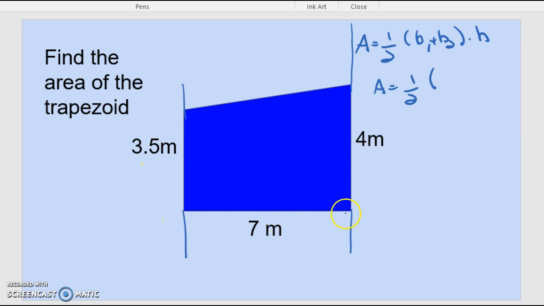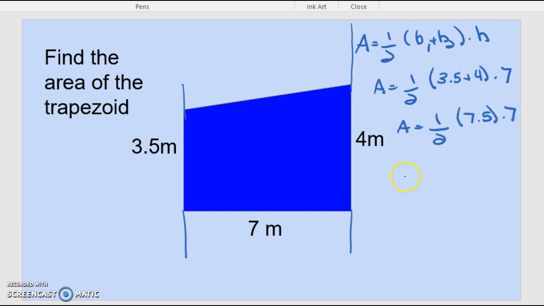Also, if you extended these lines at the 7 and this diagonal line here, they would eventually intersect somewhere down here. So our base 1, let's say that's 3.5. Let's say our base 2 is 4. Our height is 7. So I have 1/2 of 7.5 times 7.